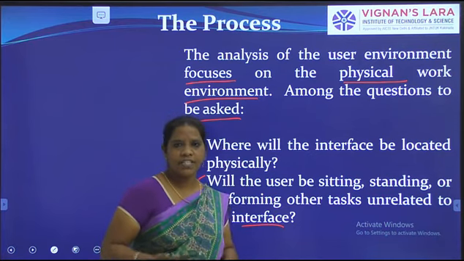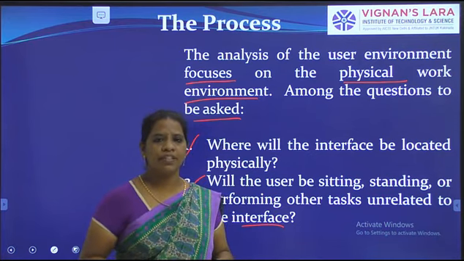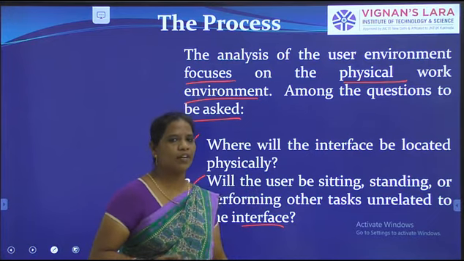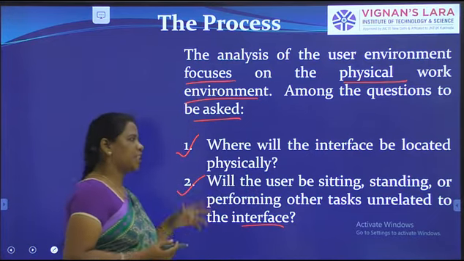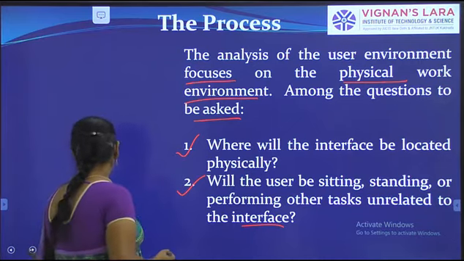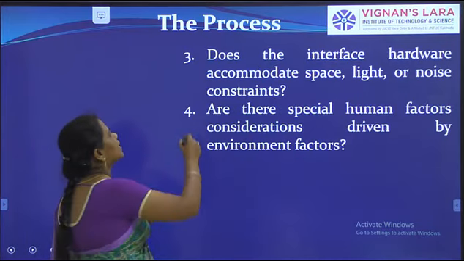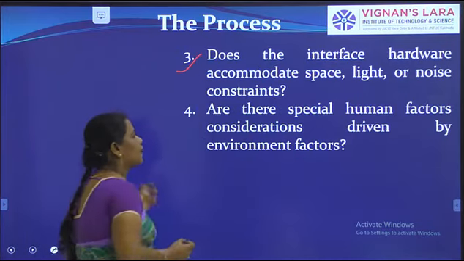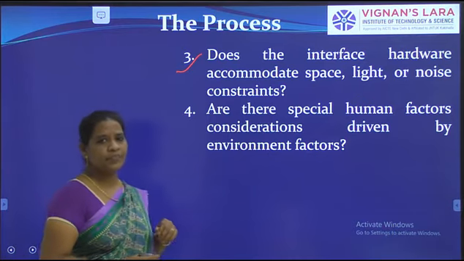So while interacting with the system, what type of task will he do? Whether he is sitting, standing, or in some other position. Okay. And next, the third one is: does the interface hardware accommodate space, light, or noise constraints?